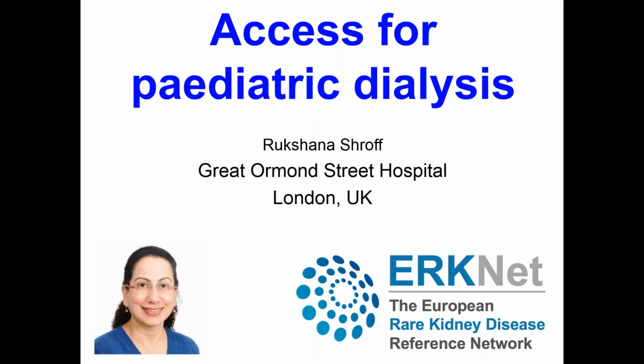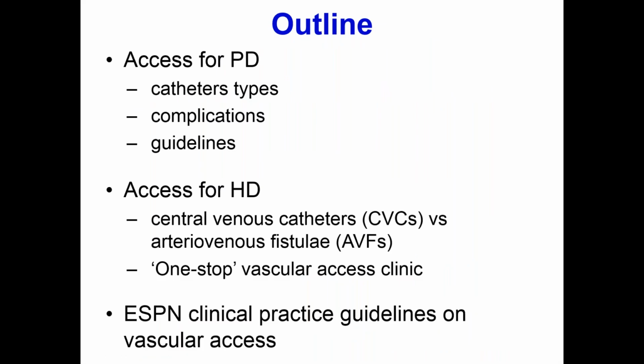Okay, so my remit for the webinar today is to talk about access for dialysis, PD and hemo. We'll start with PD. We'll look at the types of PD catheters, their complications, and a few common guidelines around that. We'll then look at access for hemodialysis, looking at central venous lines and arteriovenous fistulae, and briefly discuss the one-stop vascular access clinic that we have set up. Lastly, I'll just briefly mention our ESPN clinical guidelines, which will now be published in NDT.